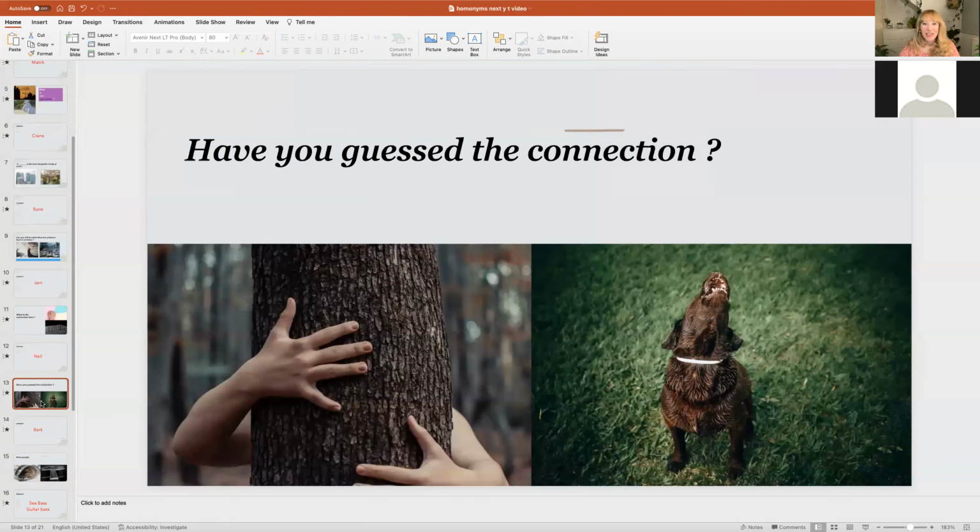Very good. So moving forward, we have here the first picture, the skin of a tree. What do we call that in English? And in our second picture, we have the noise that the dog makes. The dog is doing something. Can you work out the connection?